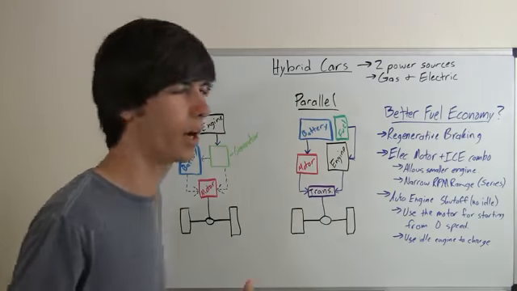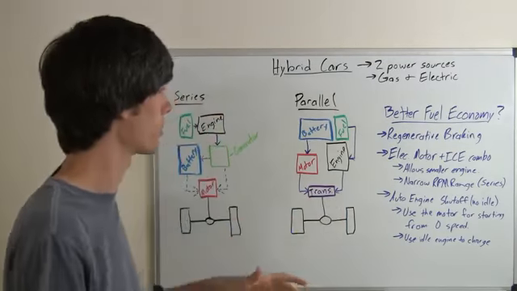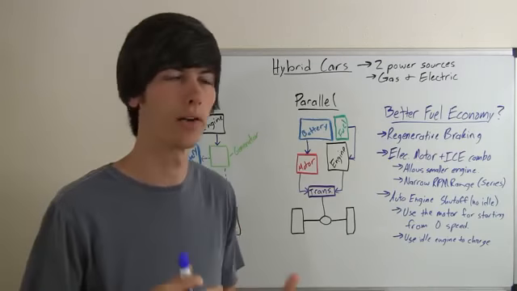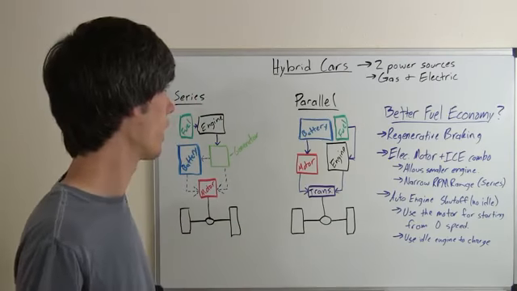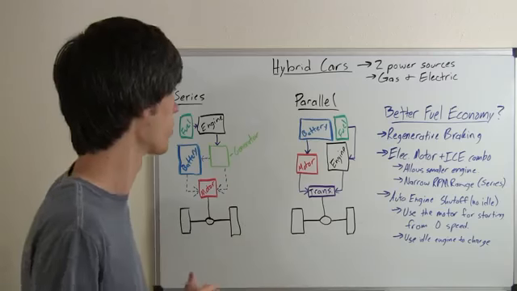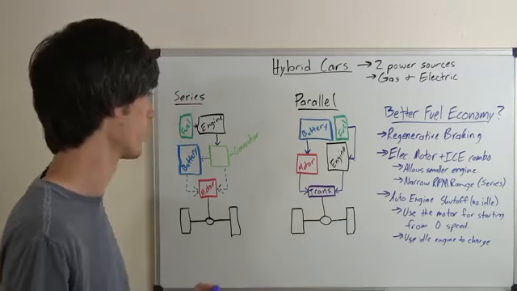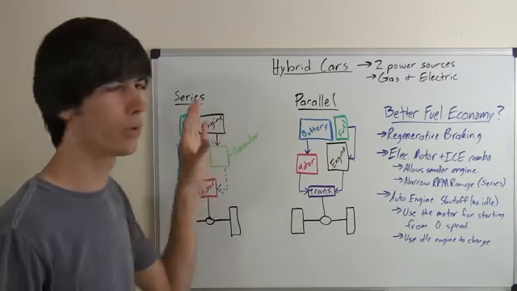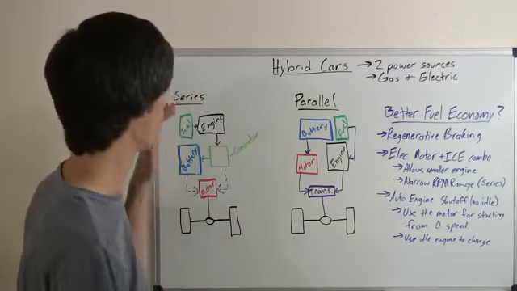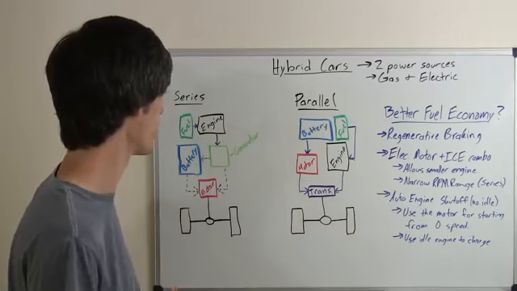There's many ways you could have a hybrid car, and in this example I'm just going to be explaining two types of gas and electric hybrid vehicle types. And the same principles could be applied to an electric and diesel, for example. So the two fundamental types of hybrids are a series hybrid and a parallel hybrid.